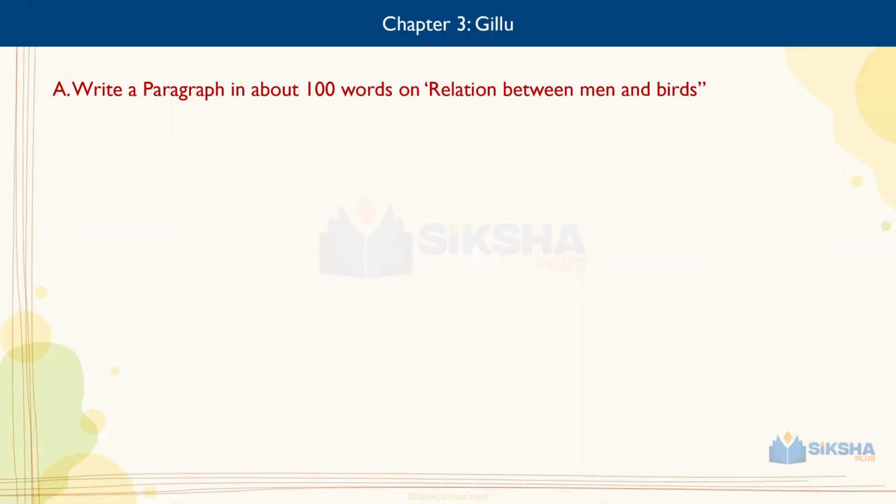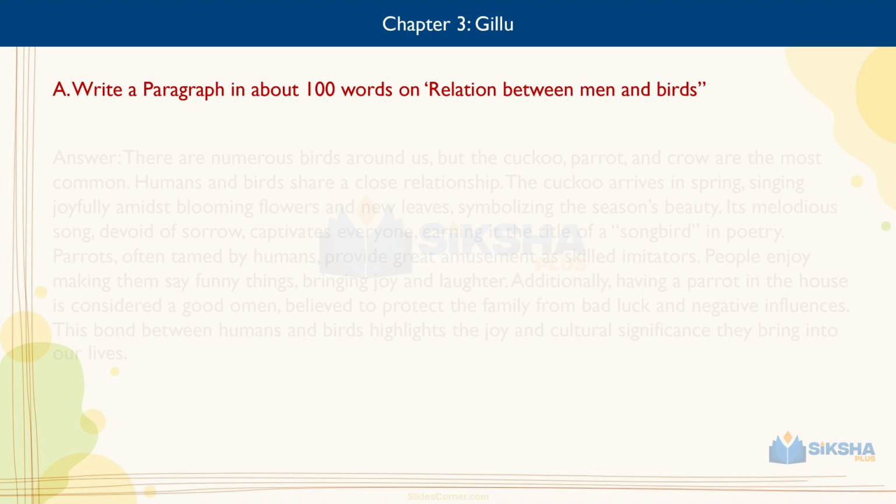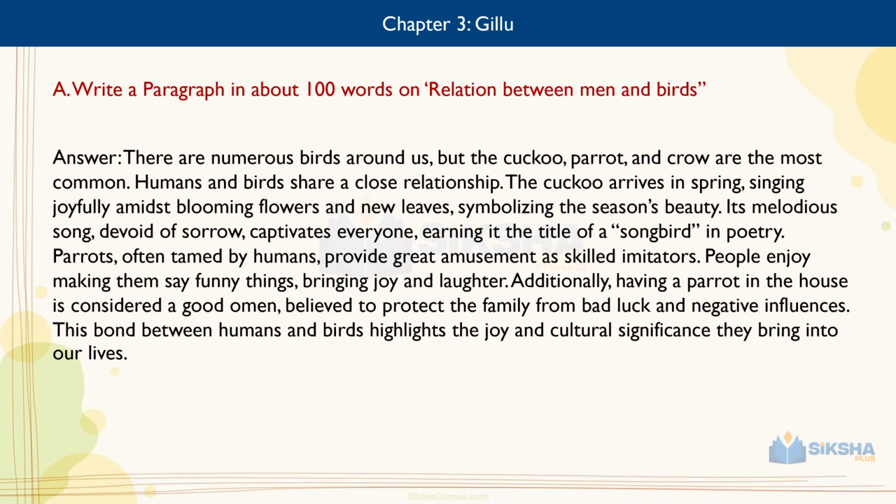Composition. Write a paragraph in about 100 words on relation between men and birds. Answer. There are numerous birds around us, but the cuckoo, parrot, and crow are the most common. Humans and birds share a close relationship. The cuckoo arrives in spring, singing joyfully amidst blooming flowers and new leaves, symbolizing the season's beauty. Its melodious song, devoid of sorrow, captivates everyone, earning it the title of a songbird in poetry.